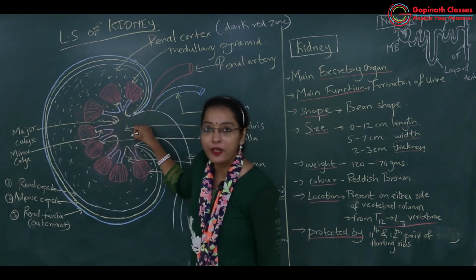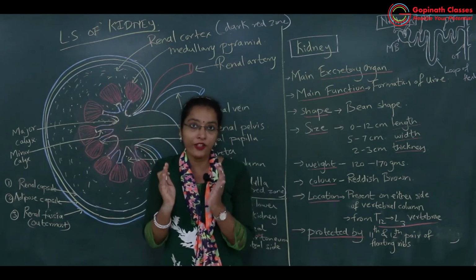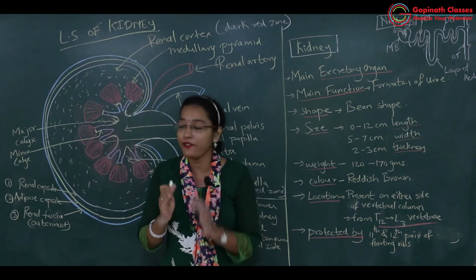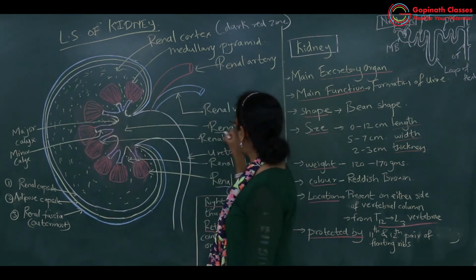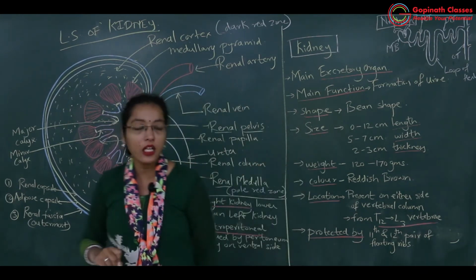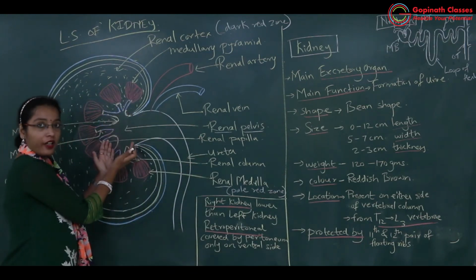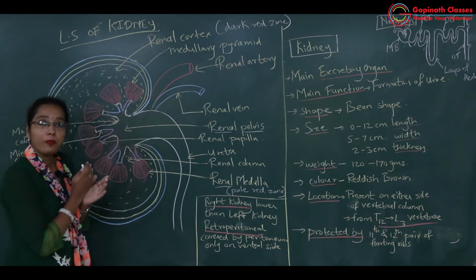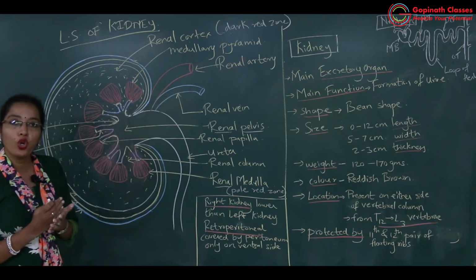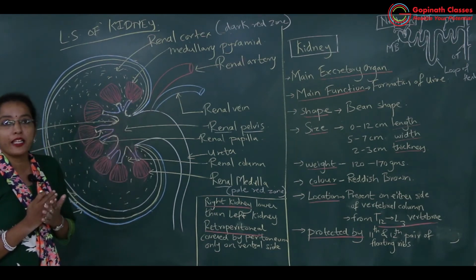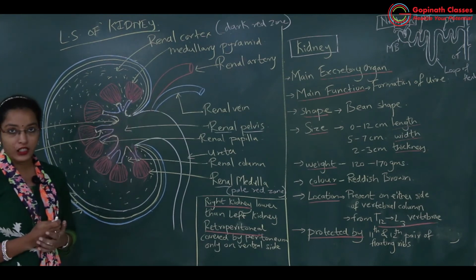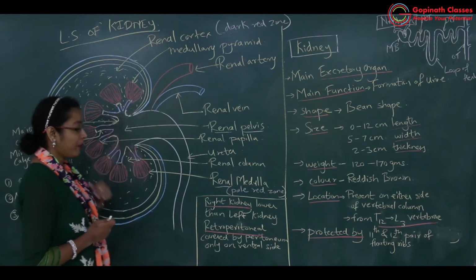the major calyx is in turn opening in a big cavity, and that big cavity is known as what? Renal pelvis. So the renal pelvis is the big space in the kidney wherein there will be accumulation of more of the urine which is produced by the nephrons of the kidney. Okay, so what happens here?